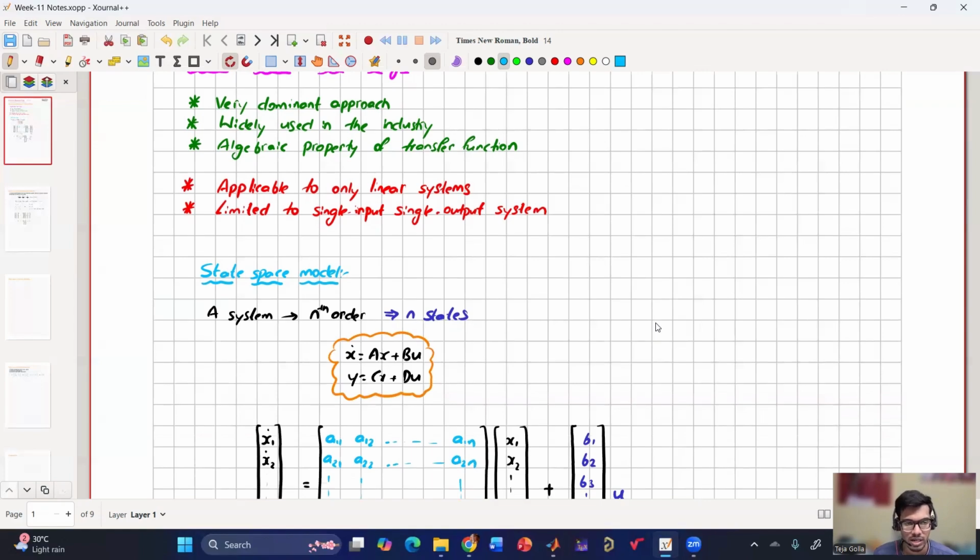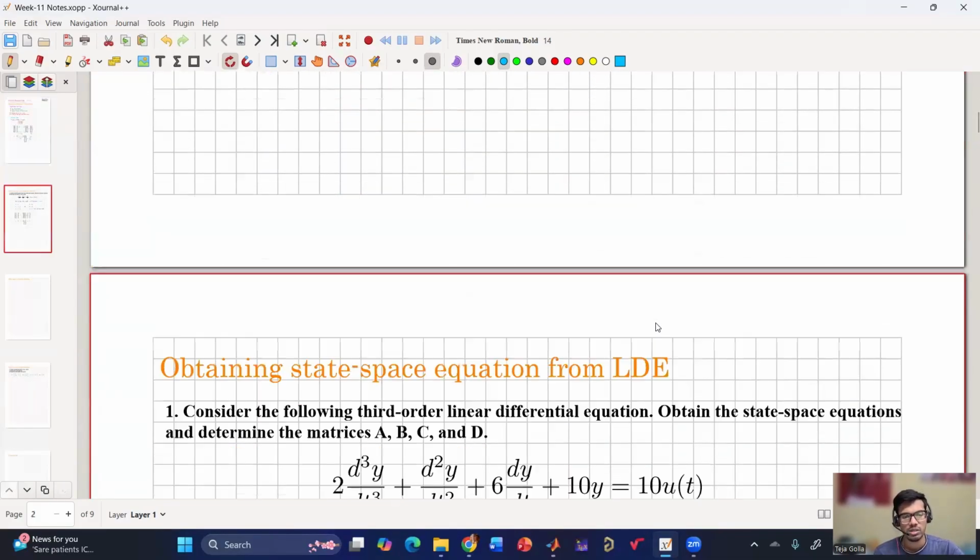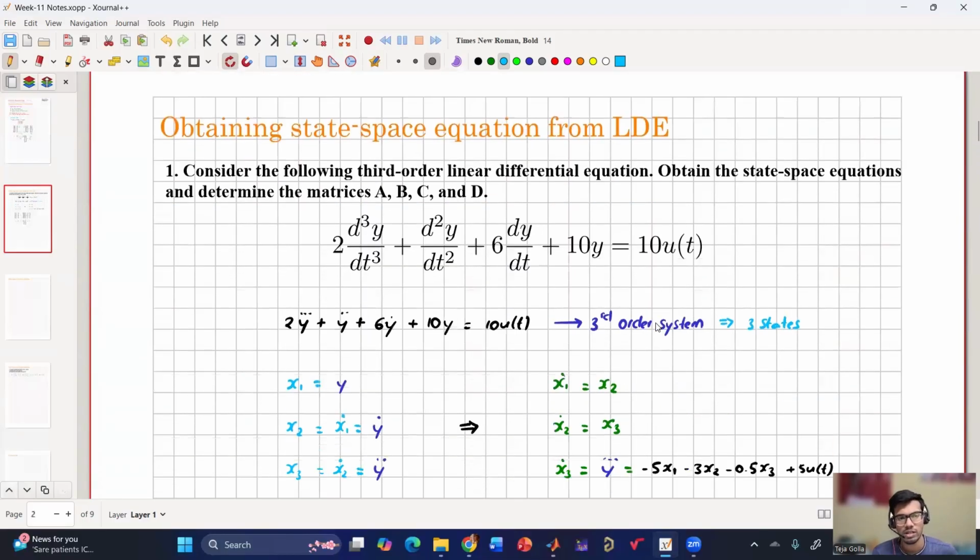So I started with a system which is of nth order, which has n states. So x dot equal to Ax plus Bu and y equals Cx plus Du. If we consider n states, then the A, B, C, D matrices can be written as shown over here, where A is an n cross n matrix, B is an n cross 1 matrix, C is a 1 cross n matrix, and D is a scalar, which is a 1 cross 1 matrix. Then I considered one problem with a third order linear differential equation, and the question is to obtain the state space equation and determine the matrices A, B, C, and D. The given equation is 2 d cube y by dt cube plus d square y by dt square plus 6 dy by dt plus 10y equals 10 into u of t.